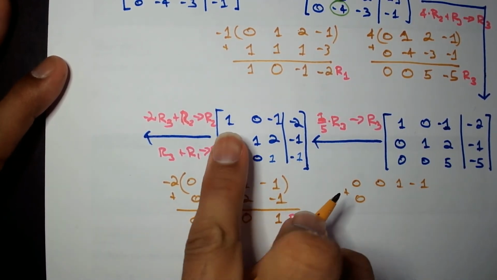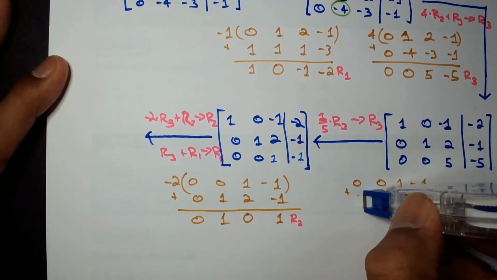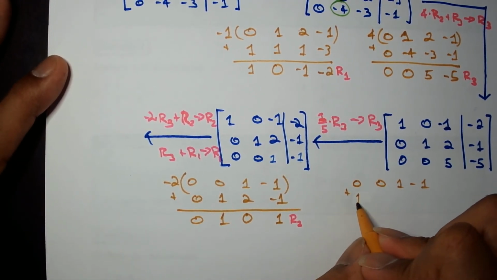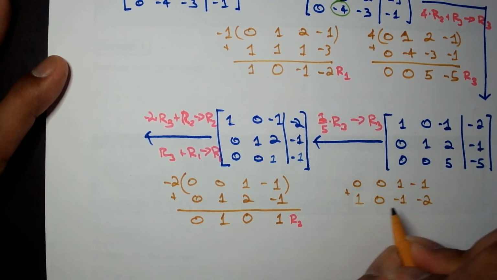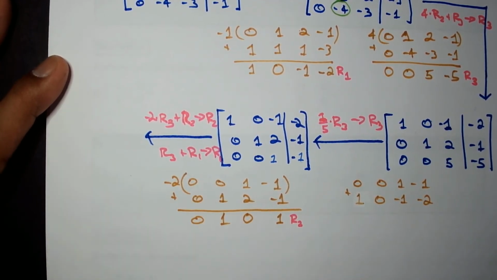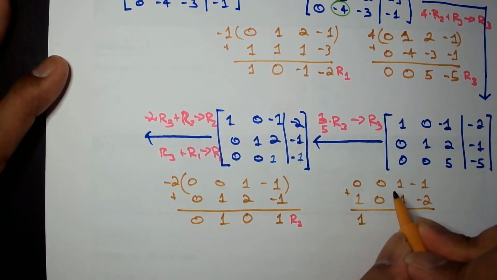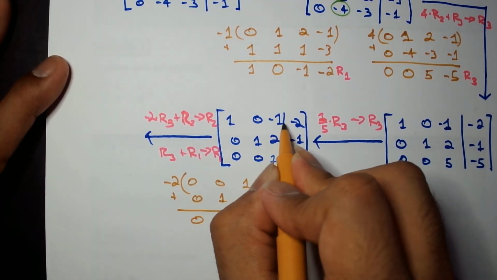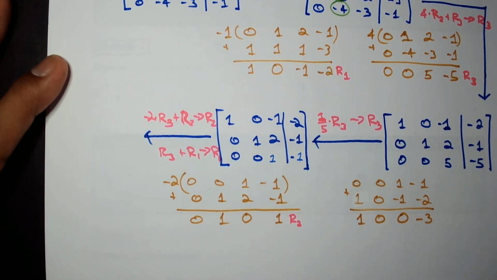plus R1, which is actually that's a 1, 0, -1, -2. Well, in this case, we're just adding them. We're not adding a multiple of it. So 0 plus 1 is 1. 0 plus 0 is 0. 1 minus 1 is 0. That's the 0 that we wanted here. And -1 minus 2, that's a -3.